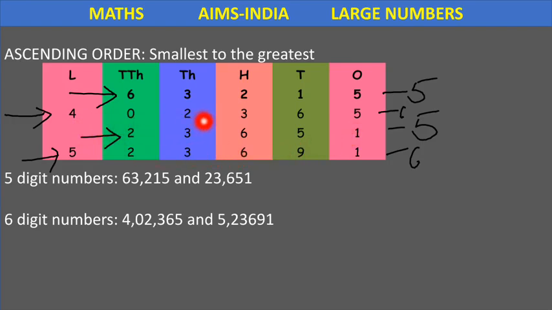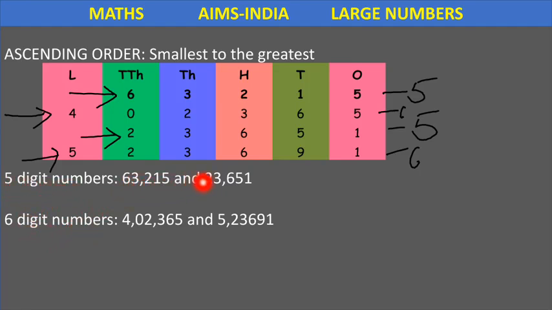They are 4,02,365 and 5,23,691. Yes or no, children? We are having two 5-digit numbers and two 6-digit numbers. We know that 5-digit numbers are less than 6-digit numbers, right? Which of these numbers are small? Always 5 digits are smaller than 6 digits.